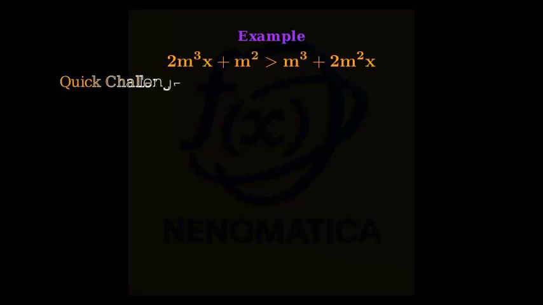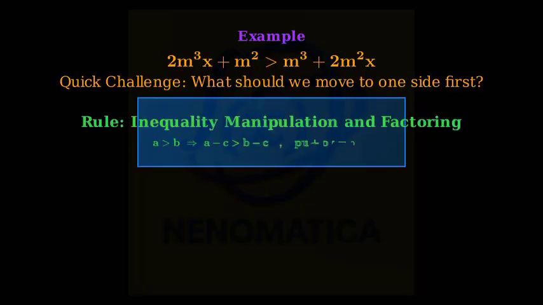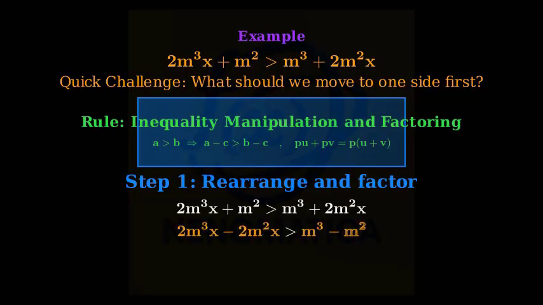In this guided example, we will solve a parameter inequality step by step, following a clear rule-based structure. First, let's put the problem on screen. Quick challenge. Which terms would you move first to one side? Step 1. Rearrange the inequality and factor common terms. We subtract 2m squared x from both sides and subtract m squared from both sides, then factor progressively.